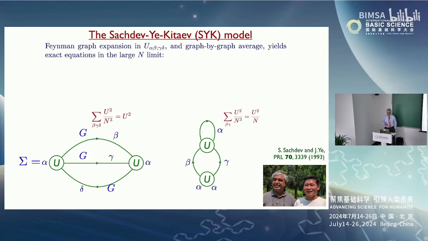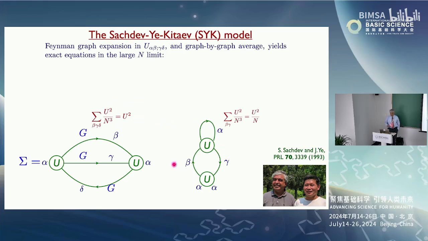So how does it work? Well, you just do a Feynman graph expansion of the self-energy of this problem. At order U squared, there are two graphs that you get. And then you average the graph over the ensemble of U alpha, beta, gamma, delta. So you see for this graph, there are 3 independent indices. And so you get a sum over, you get an n cubed from there, and there's an n to the 3/2 associated with each U in the Hamiltonian. So that was chosen just so that this becomes of order 1.